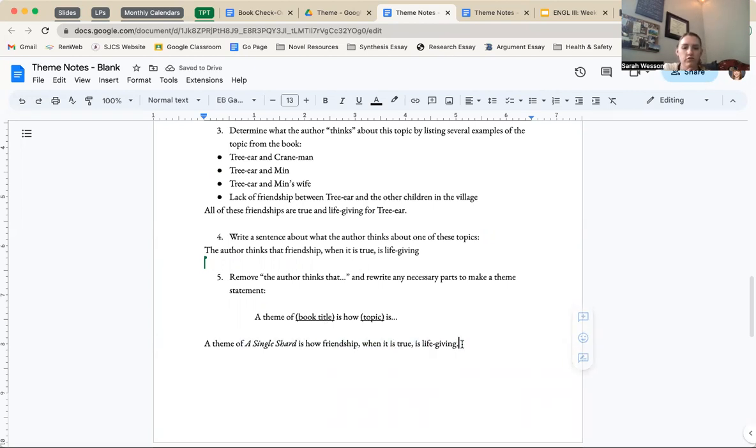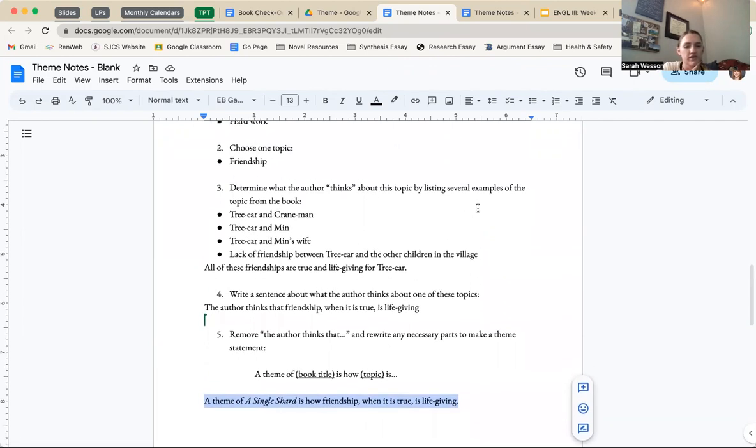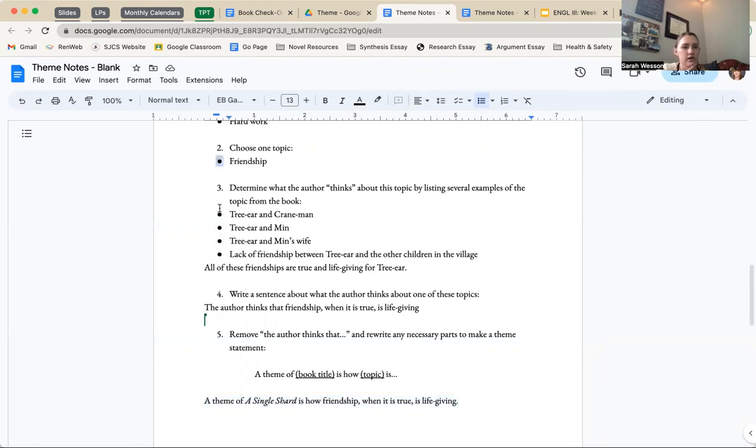Okay, for your essay, you may use this theme statement. You may also find another theme. There are several in the novel, so you're not limited to just what we found in class today. You may use another one. I would love it if you would find another theme. That way I'm not reading the same essay 28 times. But that's fine if you want to use this theme statement here.